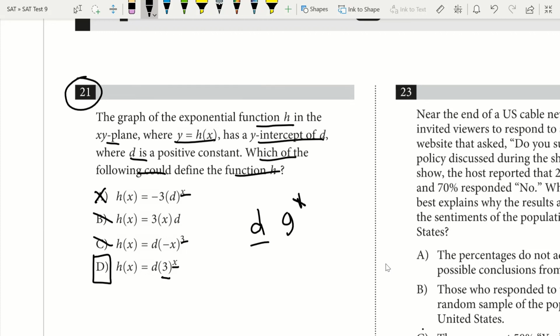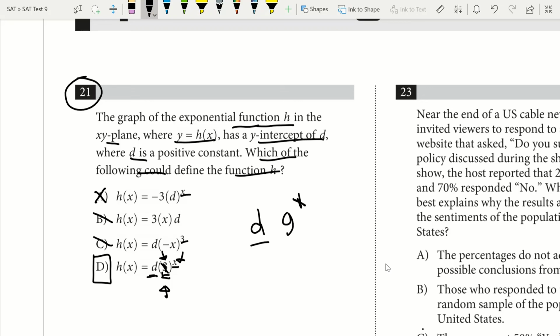Okay, so our answer there is going to be D. We have our y-intercept d. We have our growth rate here, which is going to have to be 3, and then it's raised to the power of x. Keep in mind there could be any number instead of this 3. It could be 5, it could be 10, it could be whatever, but it doesn't matter as long as it has that exponential function, which means it's raised to the power of x, with that initial starting value of its y-intercept as d. So our answer there is going to be D.